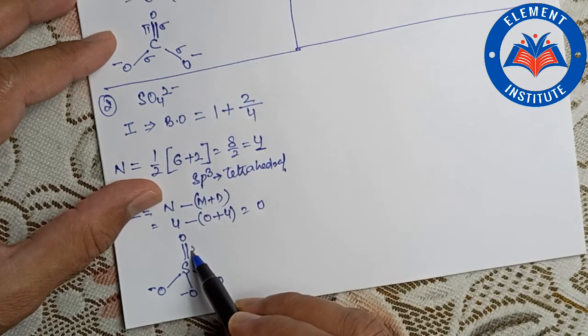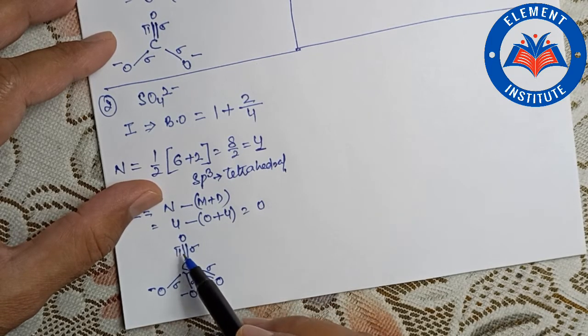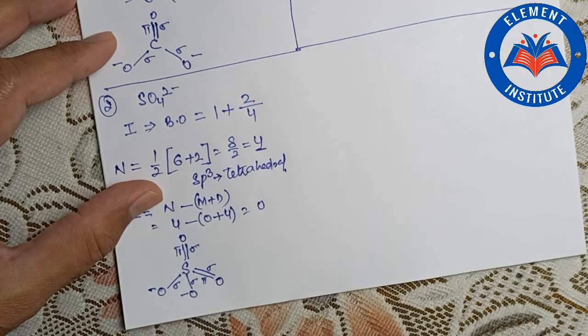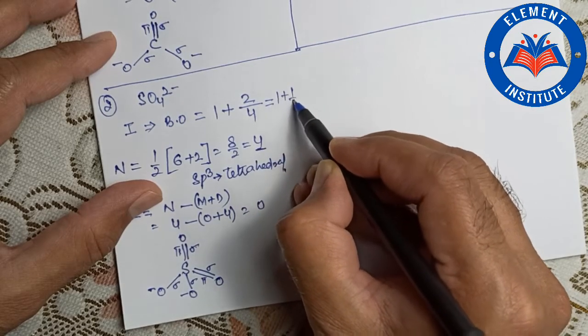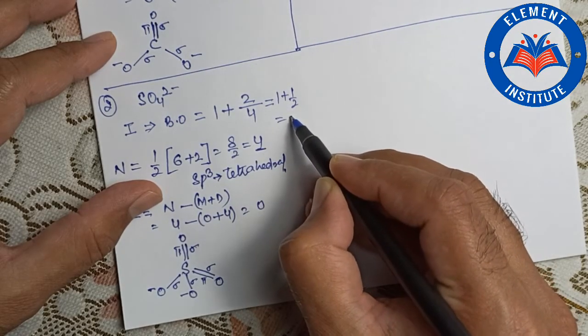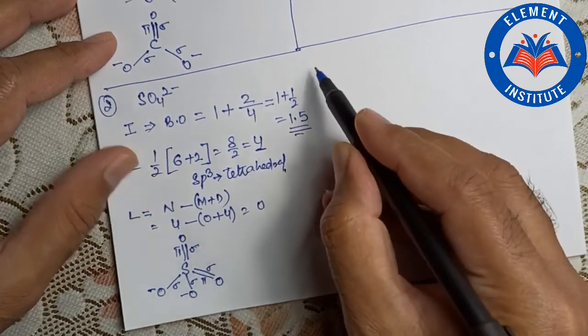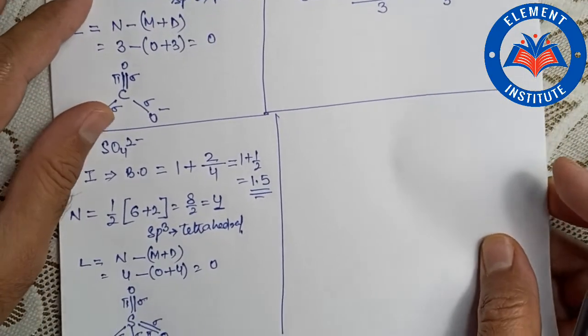Okay, so this is a sigma bond, this is a sigma bond, this is a pi bond, this is a pi bond, this is a sigma bond, and this is a sigma bond. So how many pi bonds are there? 1 and 2. How many sigma bonds are there? There are 4. So it will be 1 plus 1 by 2, that is 1.5. Okay, let us use the second method.